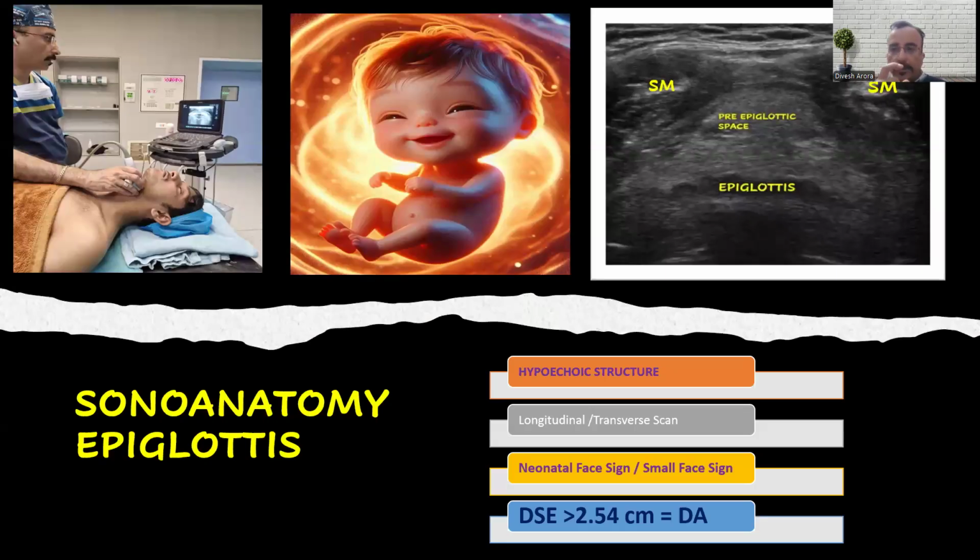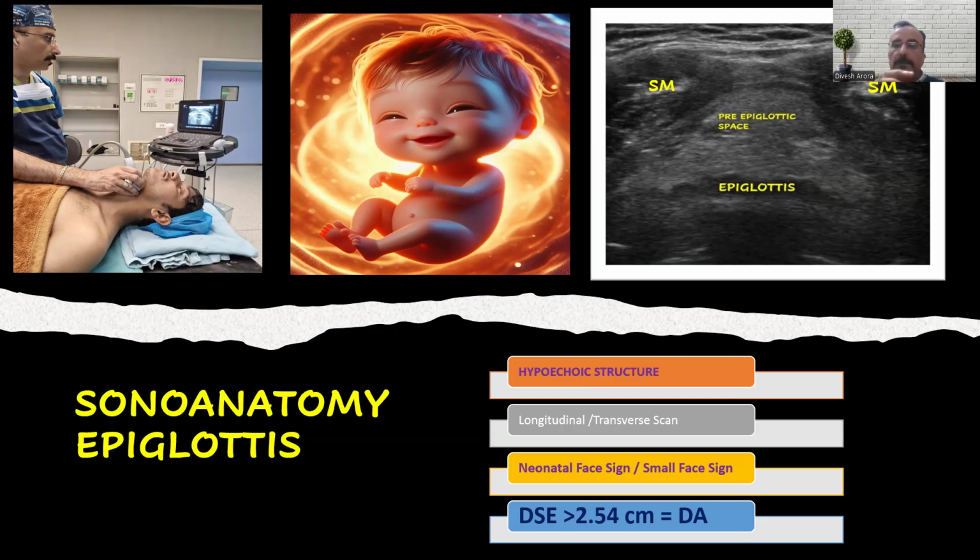Now, coming on to another important structure which is identified in this view is the epiglottis. As anesthesiologists, we know the importance of the epiglottis. So, in the transverse view, the epiglottis appears as a hypoechoic structure. And if you have a close look, the strap muscle as well as the pre-epiglottic space and the epiglottis resemble a neonatal face sign, or some anesthesiologists term it as small face sign, wherein the strap muscles represent the eyes, the pre-epiglottic space, which is hyperechoic, represents the nose, and the epiglottis itself represents the lip.